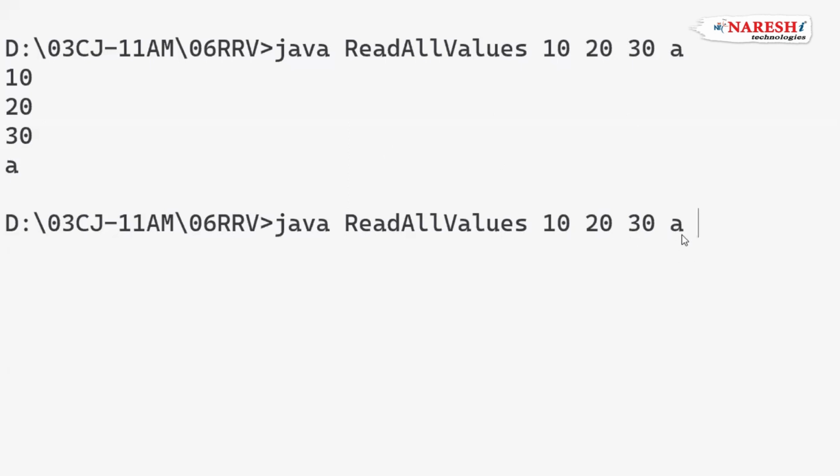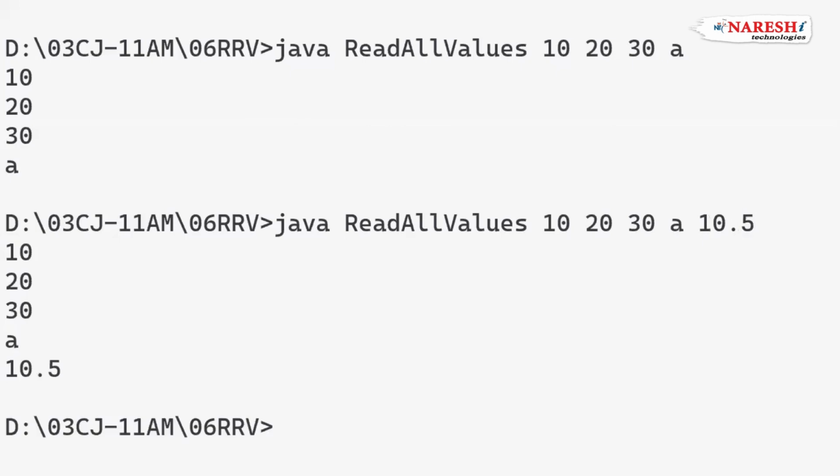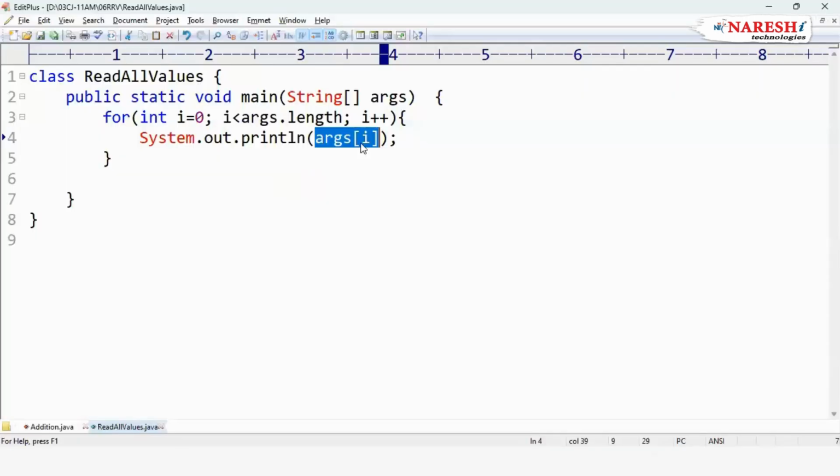Come back and tell me now. I'm giving A. Accepted or not accepted? Accepted. I'm giving 10.5. Allowed or not allowed? Allowed. Any value you can pass to the program is accepted because I'm not doing any conversion. I'm just reading and printing.